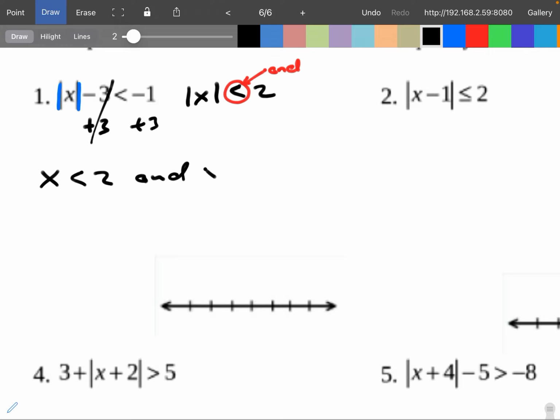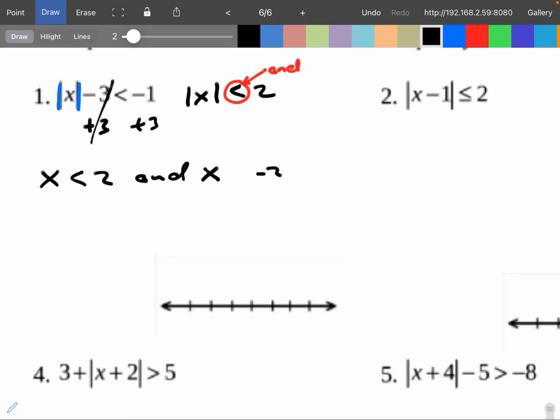All right, and now that you know you got it all by itself and you know that it's an and, you guys are just going to set up your 2 cases. So you're going to take the x out, or drop the absolute value symbol and kind of write it just like it is. X is less than 2, and then we're going to drop the absolute value symbol again and make it, what do I got to do?